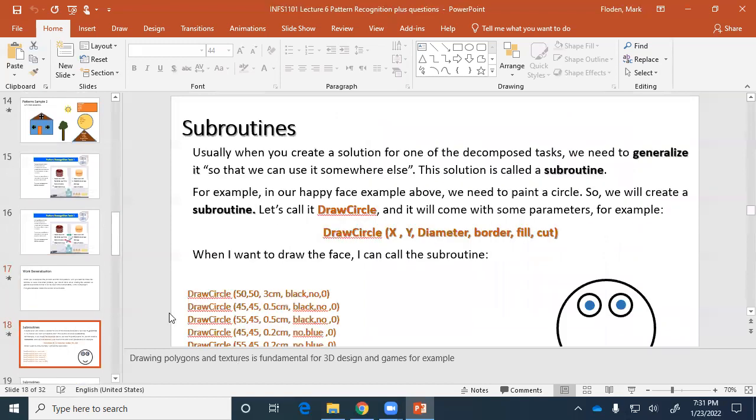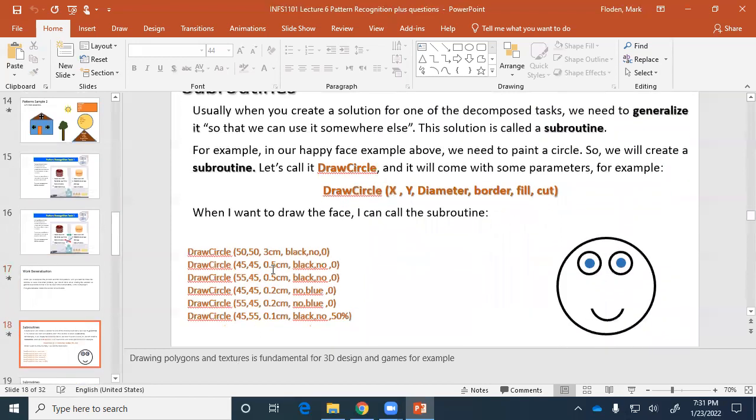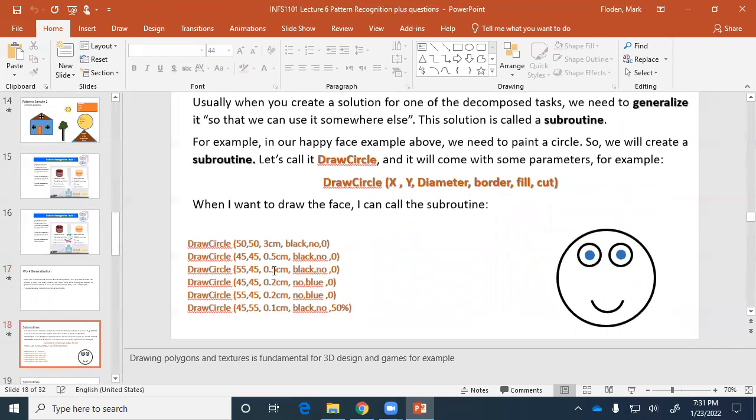Okay, now to get to the good fun stuff: the subroutine. Draw a circle. We could have a subroutine to draw a circle. This could be a module in an object-oriented language, a class. In this class, we give it a bunch of parameter inputs.